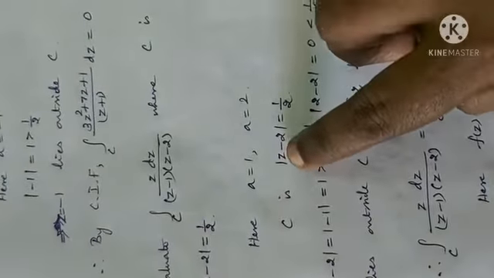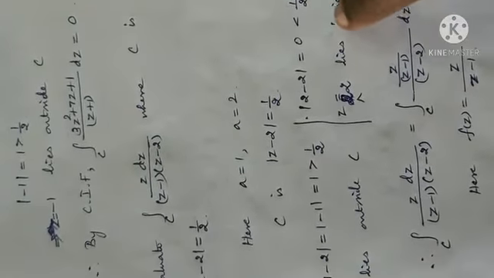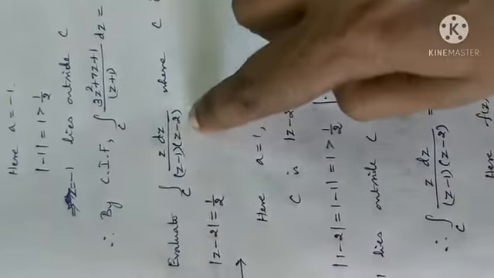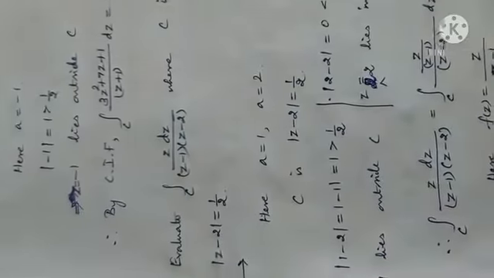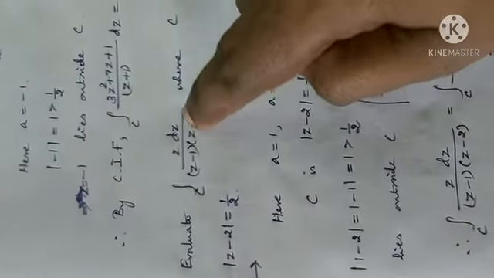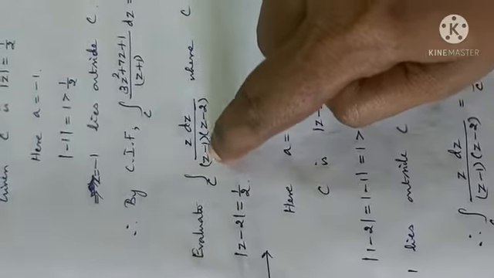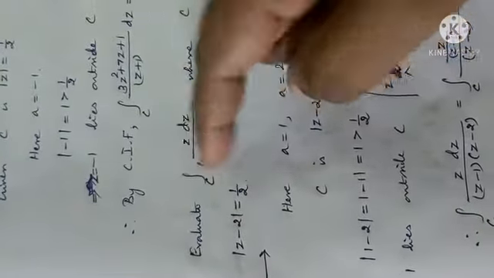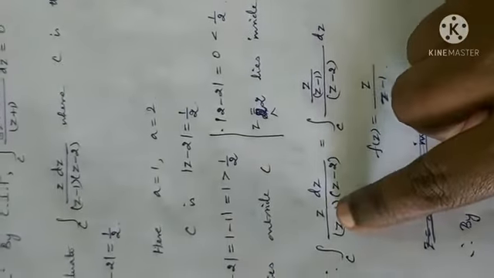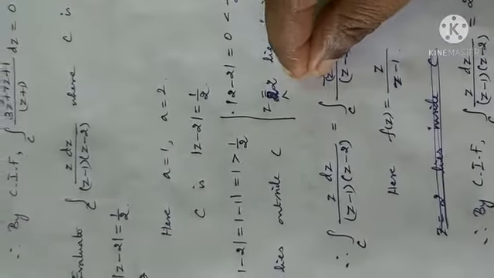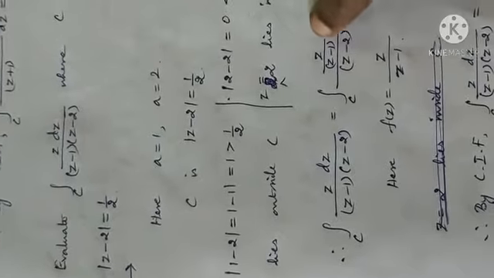When it is 2, 2 minus 2 is 0, where 0 is less than 1 by 2. Hence, it lies inside c. Though we have product of two terms, one of the terms lies outside the curve, and the other one lies inside the curve. Let us keep in the denominator the term which lies inside the curve, and the term which lies outside the curve in the numerator. That is, we rearrange. Take this z minus 1 to the numerator, which becomes our f of z. So our f of z is new now.